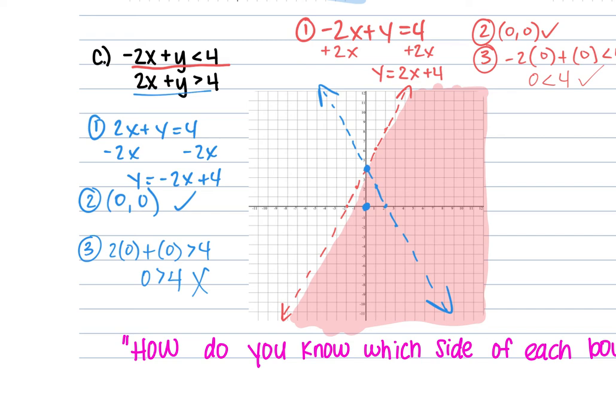So, for the blue line, is our point 0, 0 on the left or the right of the blue line? It's on the left side, right? So shade the other side.